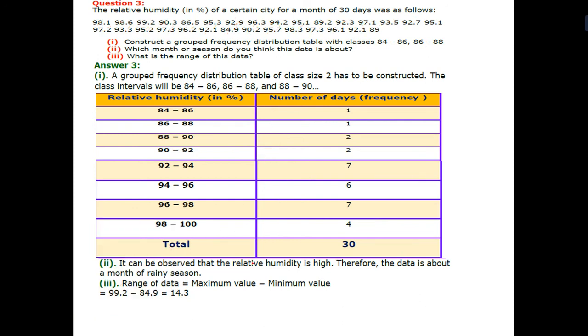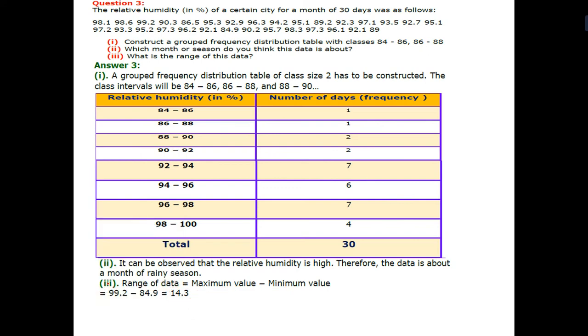Now it can be observed that the relative humidity is high, therefore the data is about the month of the rainy season. Maximum and minimum data is 99.2 and 84.9. That is called range. Range of data means maximum value minus minimum value.